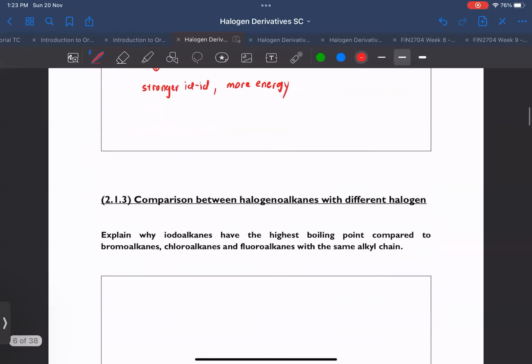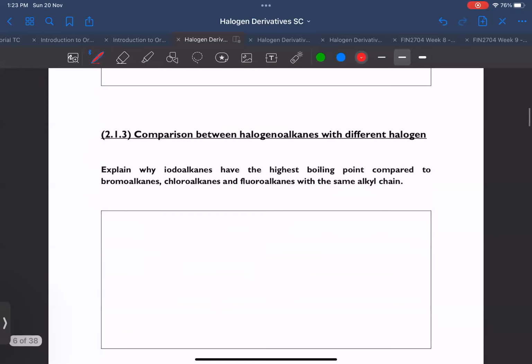They're saying iodo-, bromo-, chloro-, fluoro-alkanes with the same alkyl chain. So let's just draw this little diagram. Iodoalkane with two carbons has a higher boiling point than bromoalkane, higher than chloroalkane, higher than fluoroalkane. Our job is to explain this trend. A lot of the times, you're not required to predict the trend. They will tell you the trend, and you're supposed to choose something that can fit this explanation.